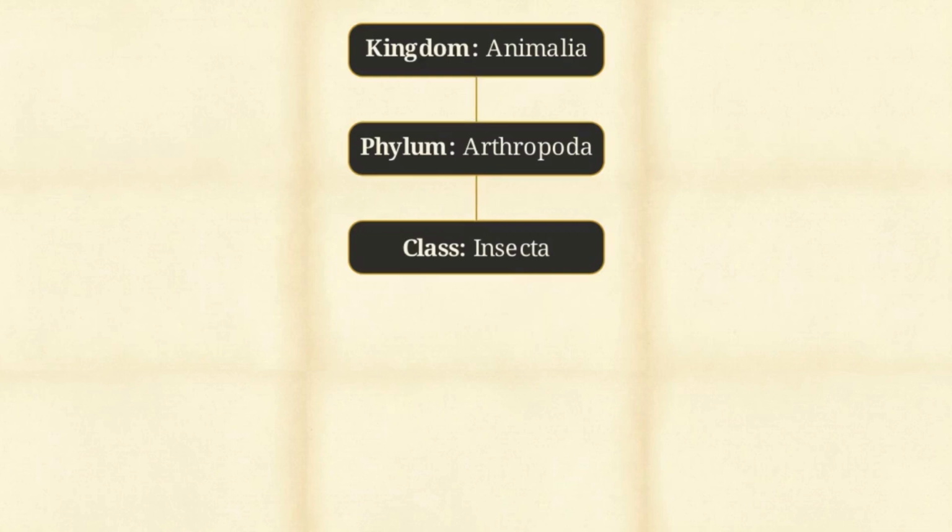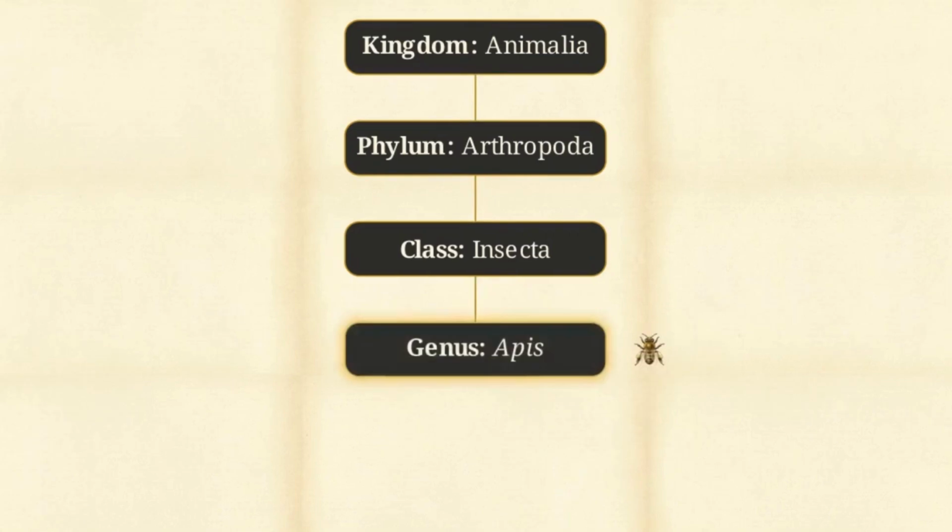So then we filter down into the neighborhood, which is class Insecta, bringing us back to those 3 body parts and 6 legs. Exactly. And finally, we reach the specific house, their type or genus, which is Apis. So that's Animalia, Arthropoda, Insecta, Apis. Perfect. Understanding that lineage gives you the absolute blueprint of the animal.